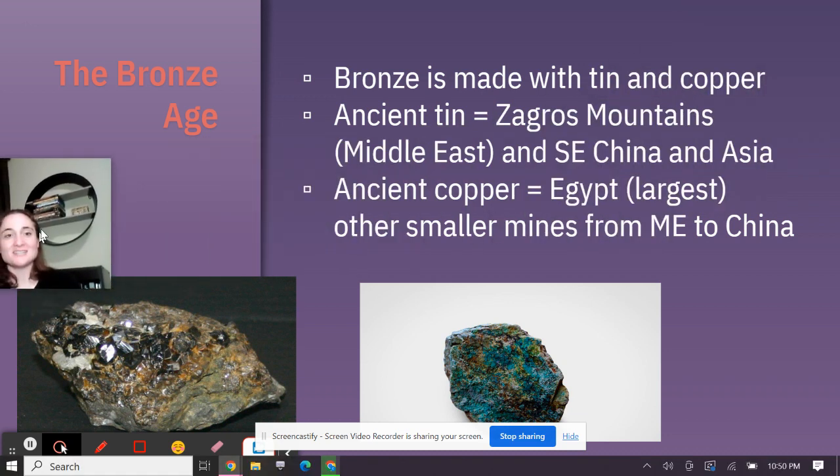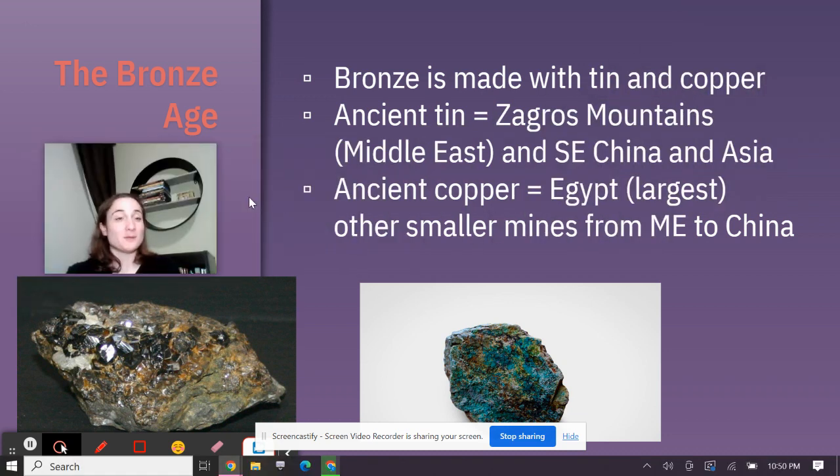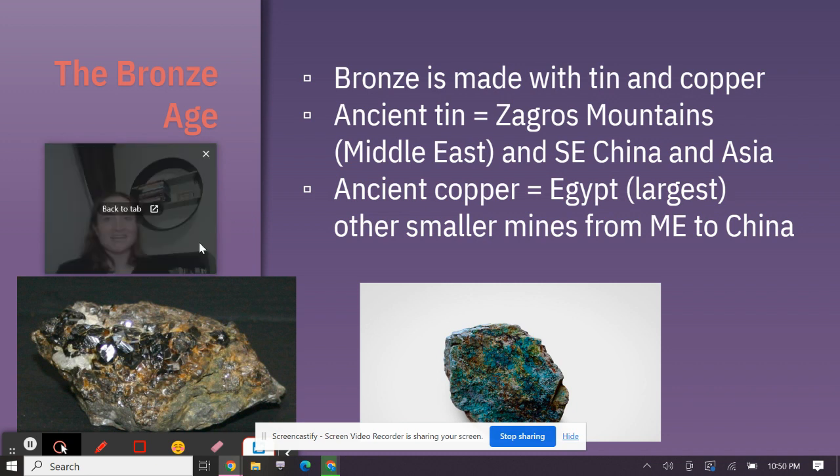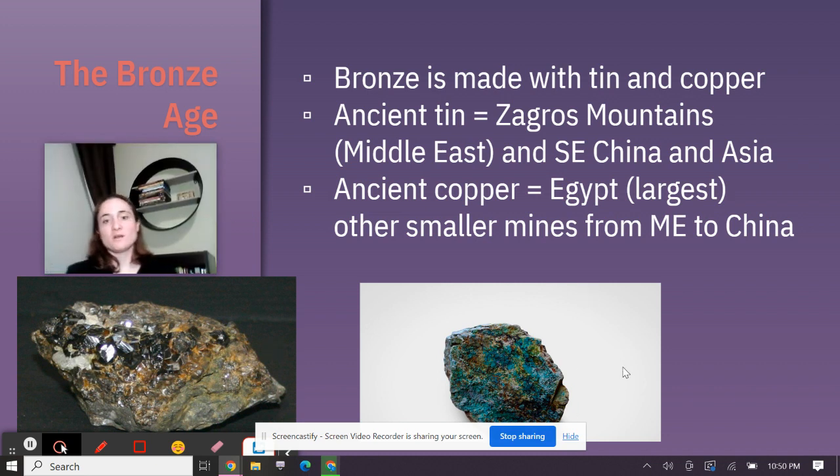Bronze is not just a metal. I know some of you are probably going through chemistry right now, and you'll see on the periodic table, there is no bronze. Bronze is made out of something called tin and copper. Here's an example of tin ore, here's copper ore. Ancient tin is really concentrated, especially in the Zagros Mountains, which is located in the Middle East, as well as Southeast China and Asia. And one of the big ancient copper deposits is in Egypt, with other smaller mines in the Middle East as well as China. That's one of the reasons why they developed it first: they simply had the metals.